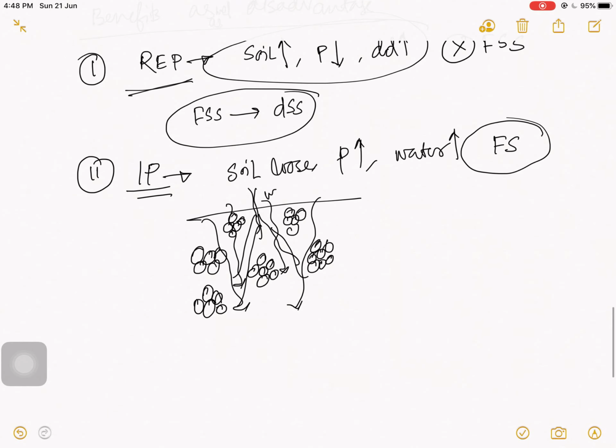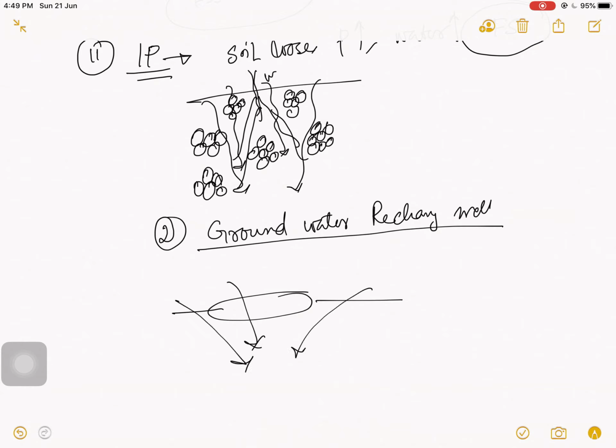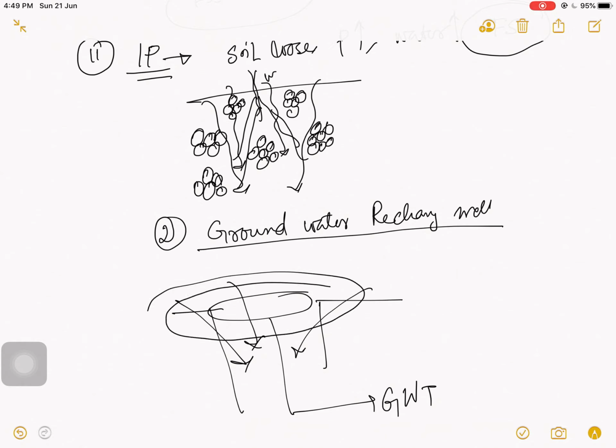Number 2, suppose you are making a groundwater recharge well. For a groundwater recharge well, if this is the ground, this is your well, water percolates into this well, and finally goes to the groundwater table. So if this surrounding soil is a flocculent soil structure, then water easily comes to this well.